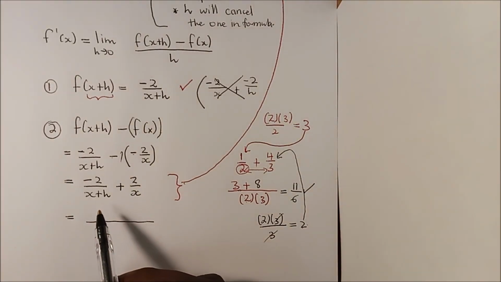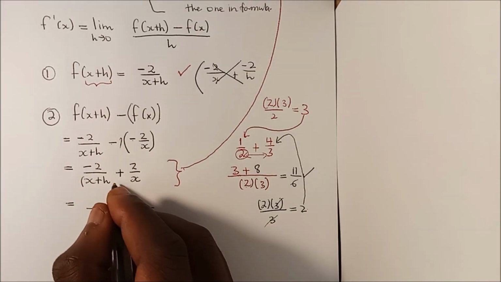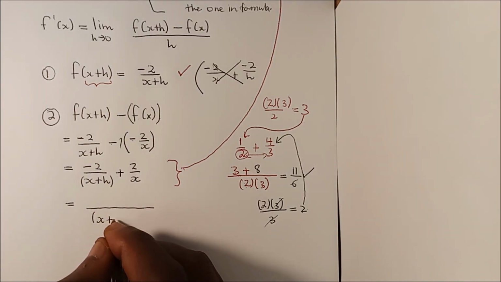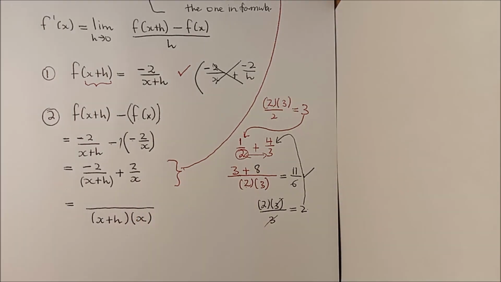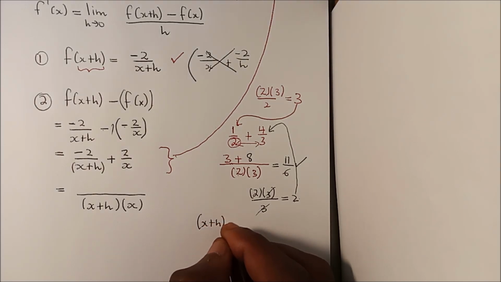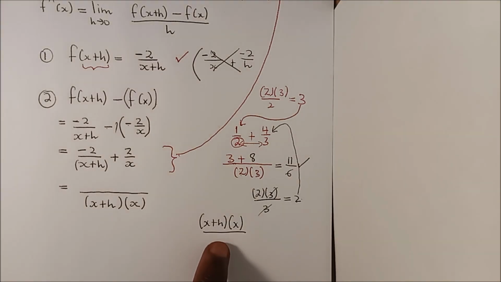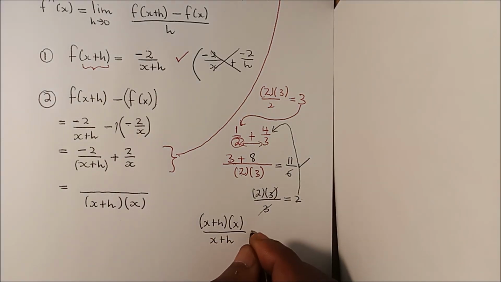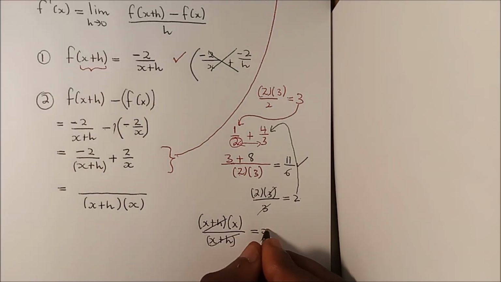When you want to combine fractions, I said you multiply the denominators. Our first denominator is x plus h, and we multiply by the second denominator, which is x. Remember, to proceed, you take the same denominator, x plus h times x, and divide it by the denominator of the first term. What is the denominator of the first term? It's x plus h. So we divide by x plus h. You can see what will happen: x plus h and x plus h cancel, and we are left with x.